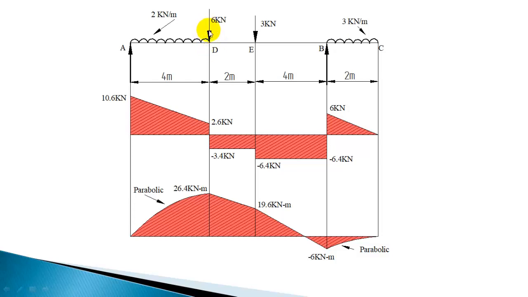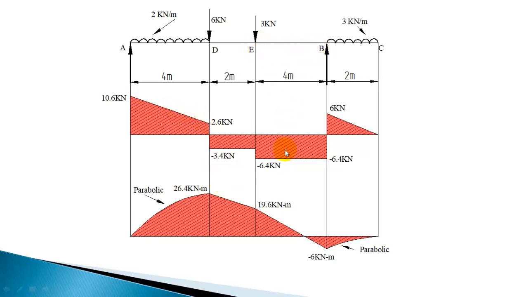When you move from left of D to the next section, the shear force will suddenly change at the point where a point load is acting. So wherever a point load acts, the shear force will change. If it's a downward force, shear force will decrease. If it's an upward force, shear force will increase at that point. So for the section DE we know it is minus 3.4, so you can plot it by a constant value. And here the variation is from right of A to left of D, 10.6 to 2.6.